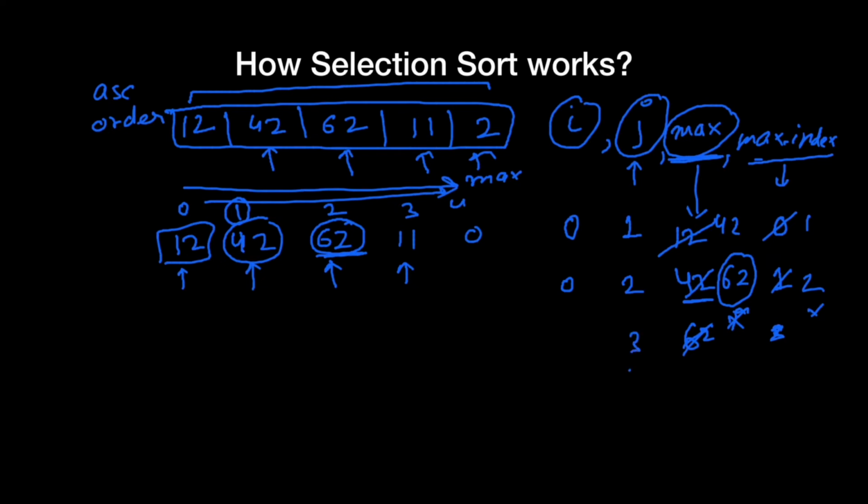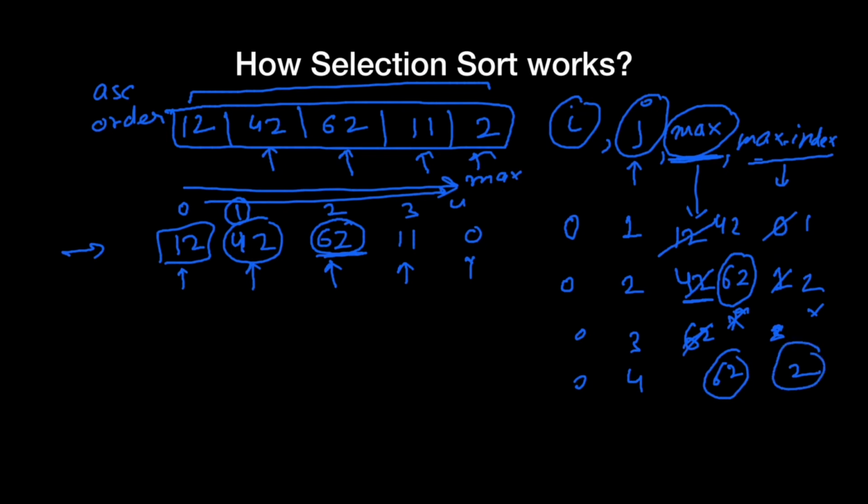Now we'll move to the jth position, which is the last position, the last index of the array, and we'll reach 0. 0 is again smaller than the max element, so there would be no change in the max value or the index. Now one iteration completes here. After the completion of the first iteration, we see that the value of max is 62 and the index is 2.